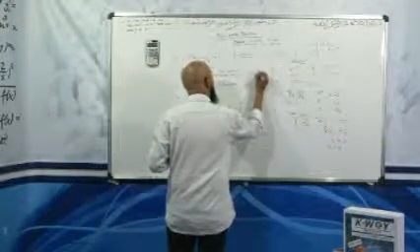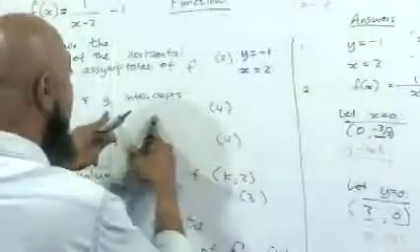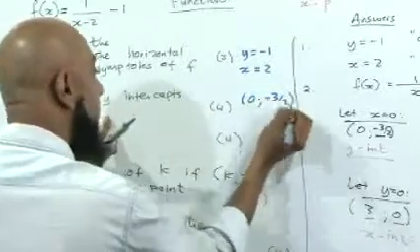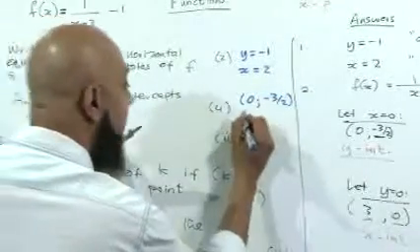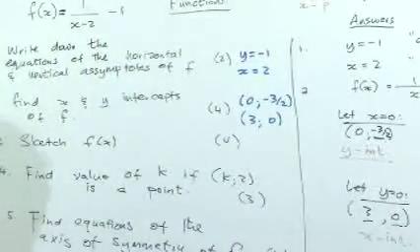We've got y is equal to negative 1. We've got x is equal to 2. Our intercepts, we've got (0, negative 3 over 2) taken from there, and the other intercept that we've got is (3, 0). That's taken from there. Let us now sketch the graph.